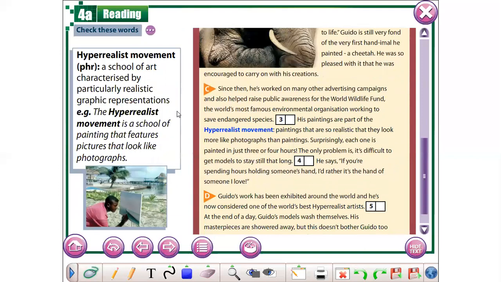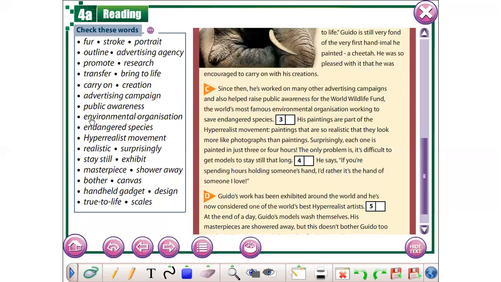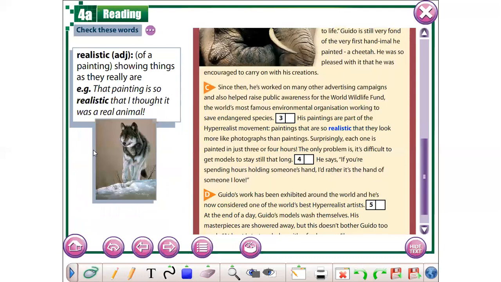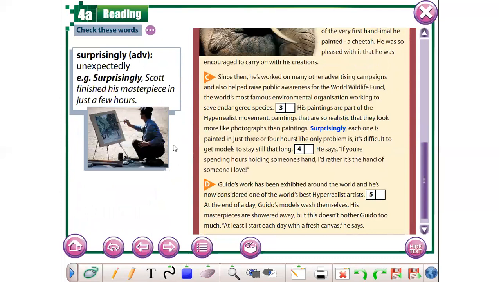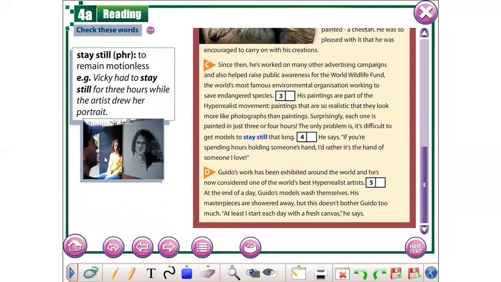Hyperrealist movement: a school of art characterized by particularly realistic graphic representation. Realistic: of a painting, showing things as they really are. Realistic, realístico. Surprisingly: unexpectedly. Surprisingly, sorpresivamente. Stay still: to remain motionless. Stay still, permanecer quieto.